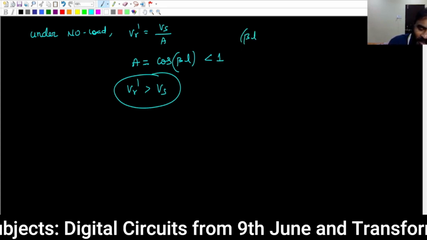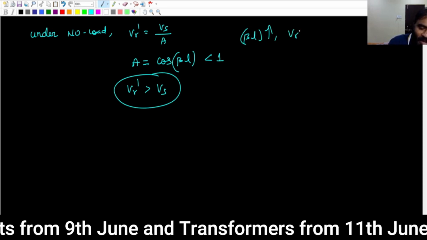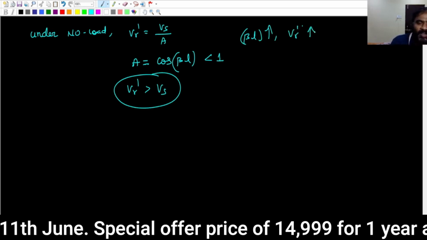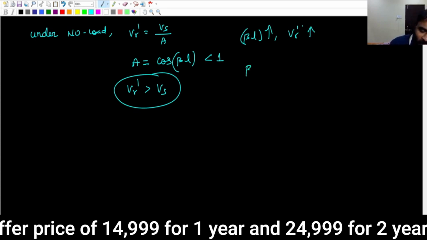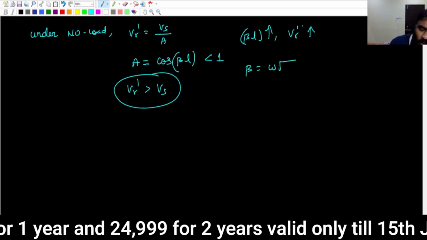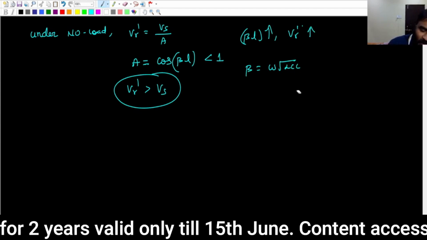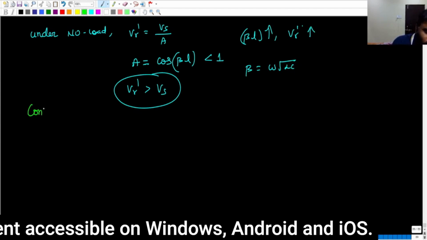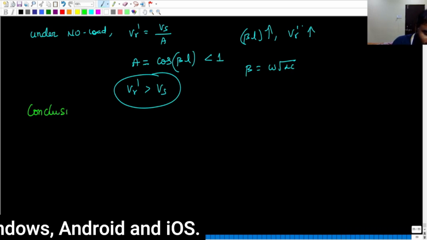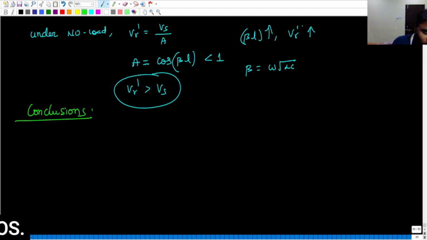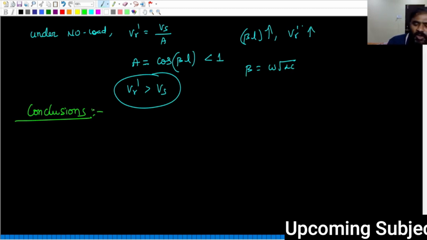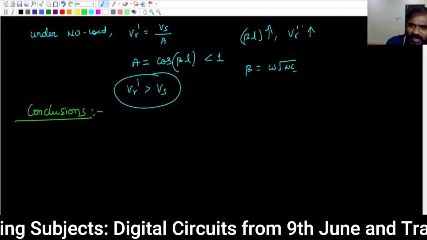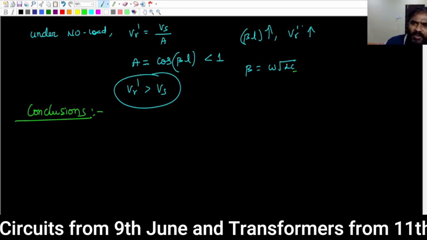Now, one thing we can write. Beta L increases. What happened? VR dash also increases. This is what I can write now. But what is the formula for beta? Omega into root over L into C. Correct or not? Now tell me the conclusions here. Ferranti effect is because of inductance or capacitance or both? Both inductance and capacitance. Maybe you are assuming that only capacitance causes the Ferranti effect. Okay, fine. But inductance also contributes to the Ferranti effect.